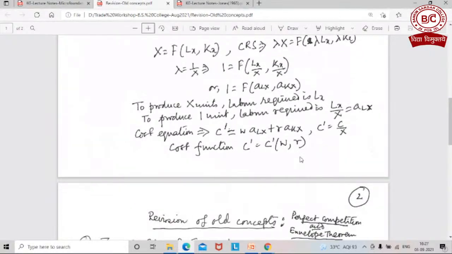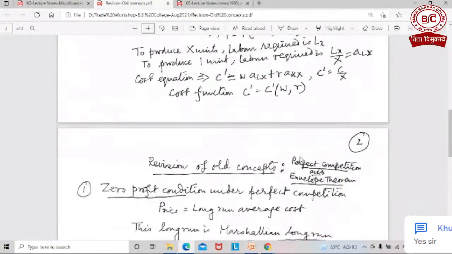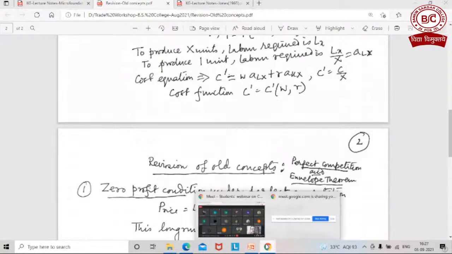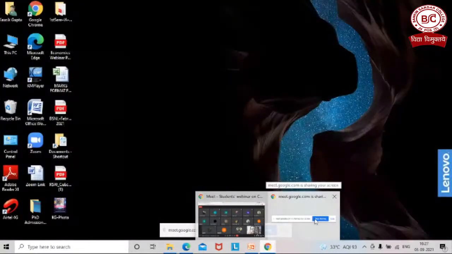Now, again, I shall consider some revision of old concepts. I'll just stop sharing the slide and I would like to have a discussion. So just tell me, under perfect competition, I'll be very happy if any one of you can answer. So under perfect competition, what is the equilibrium condition? Can any one of you tell me? It's a very simple question.